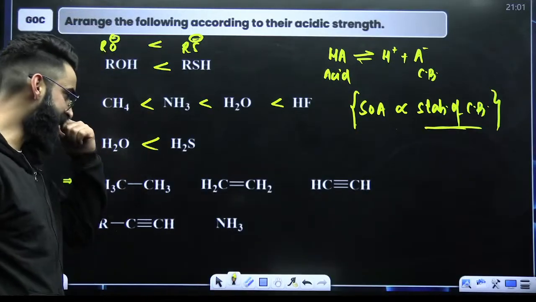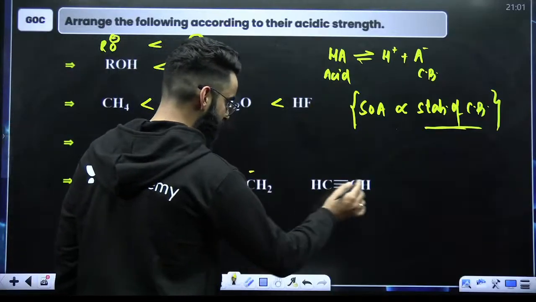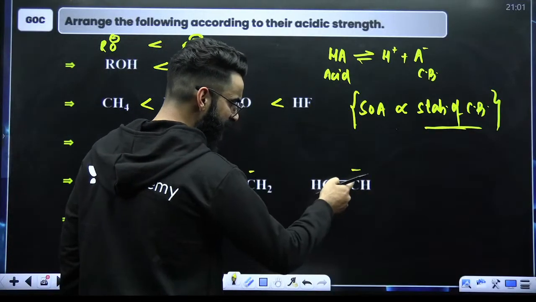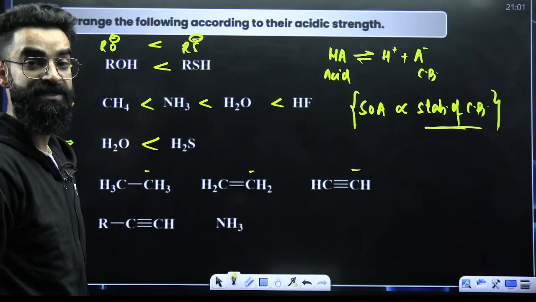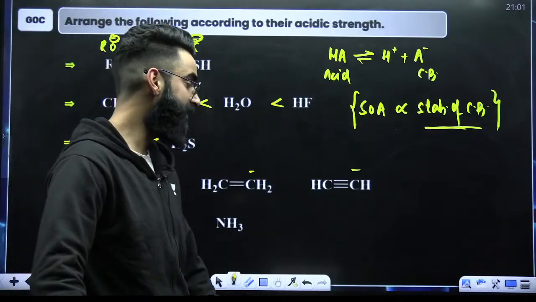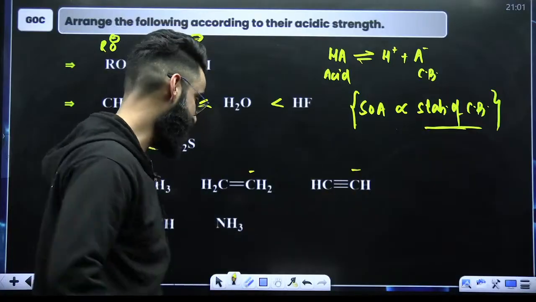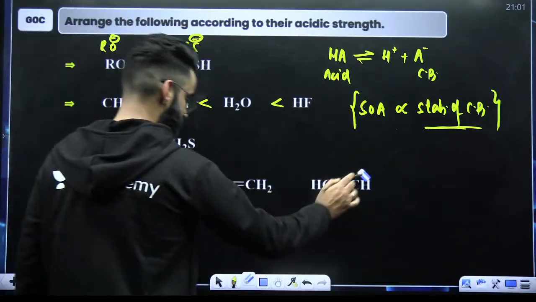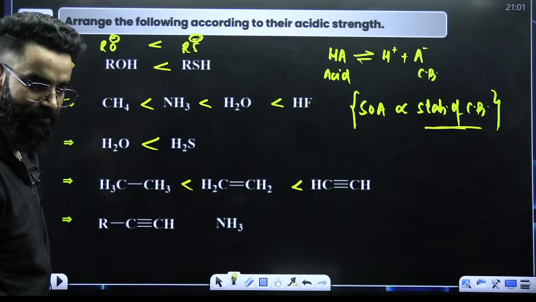Right? If you look at the next case, take H positive out, carbon carrying negative. Take H positive out, negative. This is triple bonded carbon, more s character. More s character means more electronegative. Negative charge is more stable on more electronegative. Right? So the conjugate base which we get here will be more stable. More stable the conjugate base, stronger is going to be the acid, right?